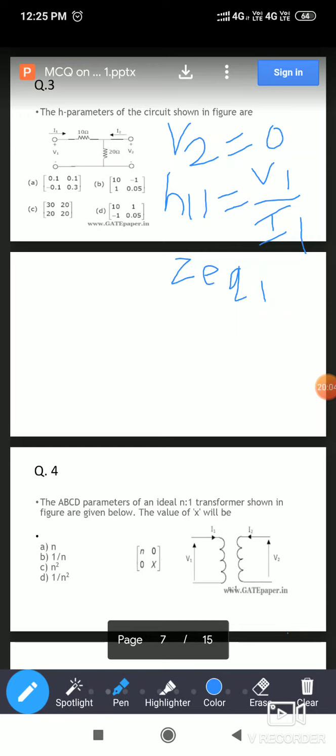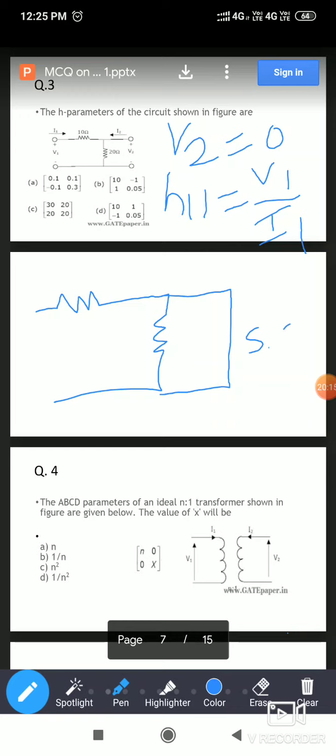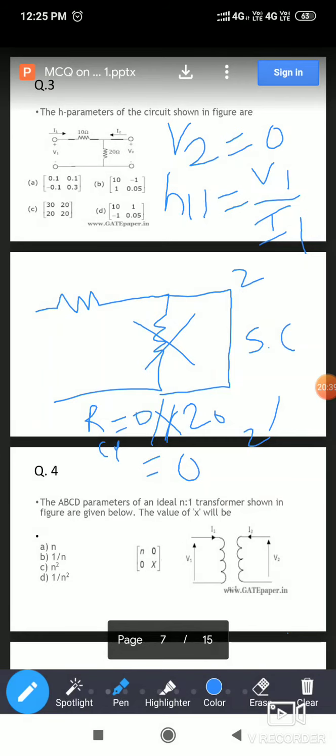So I will draw the circuit once again here. After shorting, carefully observe. If you are shorting port 2, this resistor will become short, because if a resistor is parallel to a short path, it automatically becomes shorted. So the equivalent is 0 parallel with 20, so the answer will be 0. This way you can make this resistor a short.